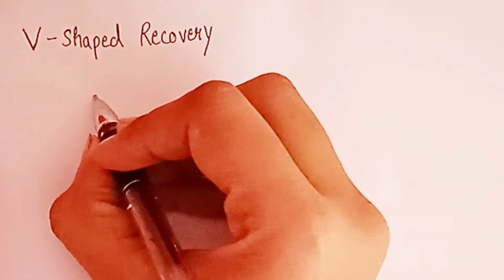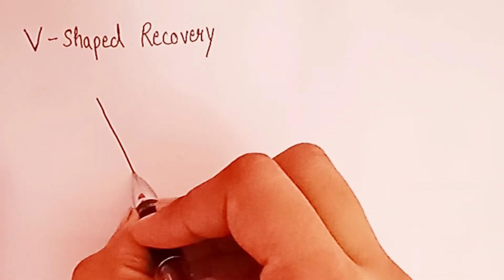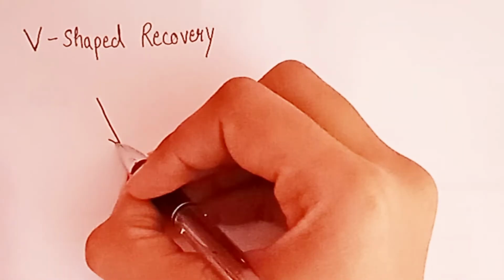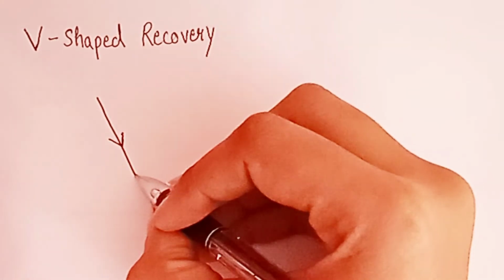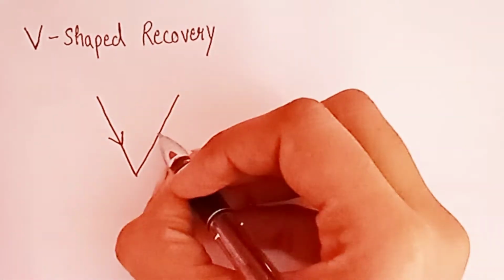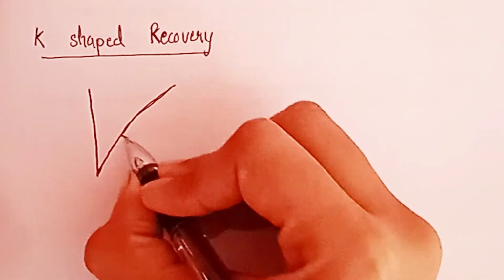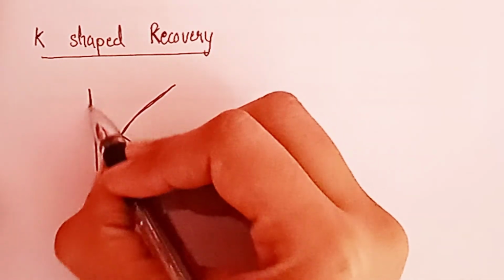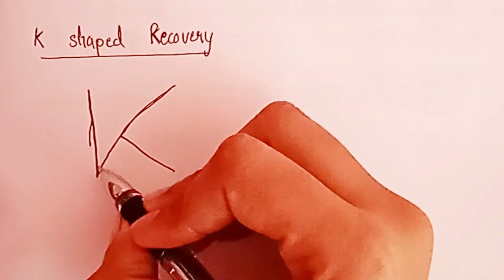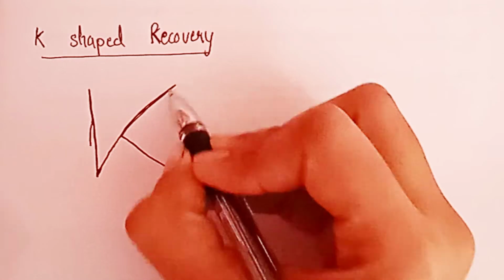In V-shaped recovery, there is a decline in economic activity for some time, but after some time, it goes back to the original pace. That is an ideal V-shaped recovery. But now, many economists think that India is witnessing a K-shaped recovery instead of V-shaped recovery. So, now understand what is K-shaped recovery.